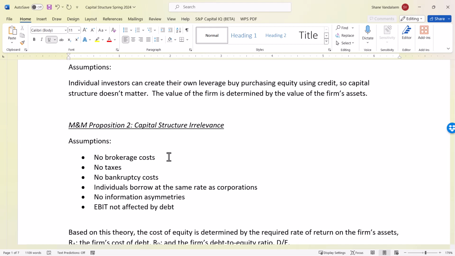Individuals borrow at the same rate as corporations. So what they're talking about here is individual investors borrowing at the same interest rate as corporations. This one's not a wild assumption. A lot of people can borrow at the same interest rates as corporations. So that one's generally true. No information asymmetries. What no information asymmetries means is that everyone has the same information. It doesn't mean that everyone agrees with everything, but it means that everyone has the same information.